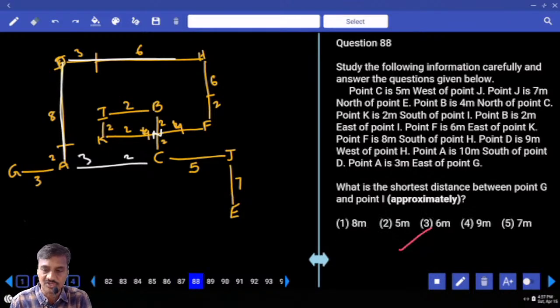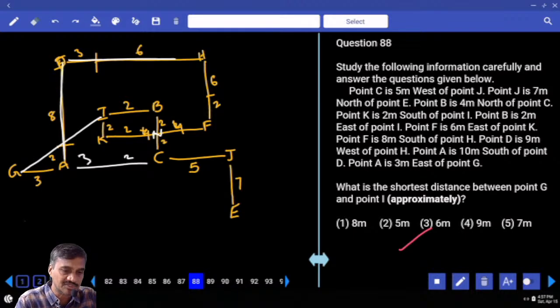And 88, what is the shortest distance between G and I? Now the shortest distance between G and I we need to find out like this. Now 3 plus 3, 6. 2 plus 2, 4. And 6 and 4 means 36 plus 16.